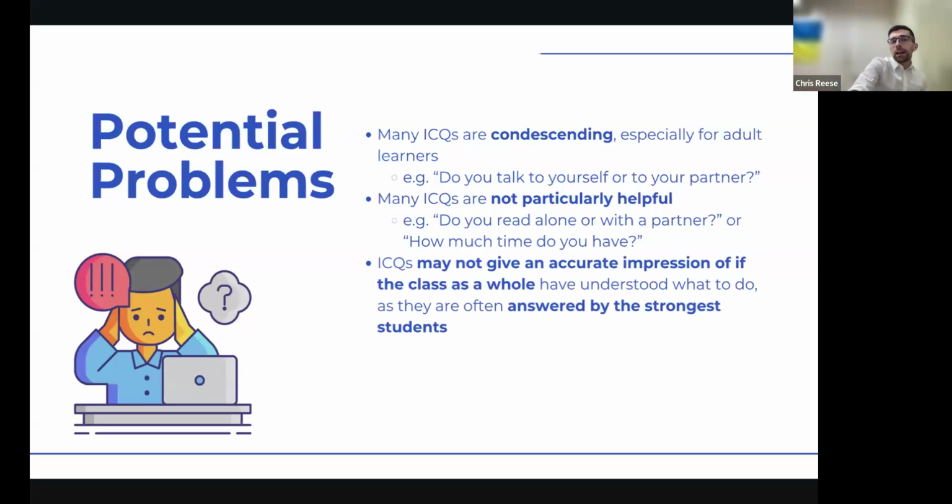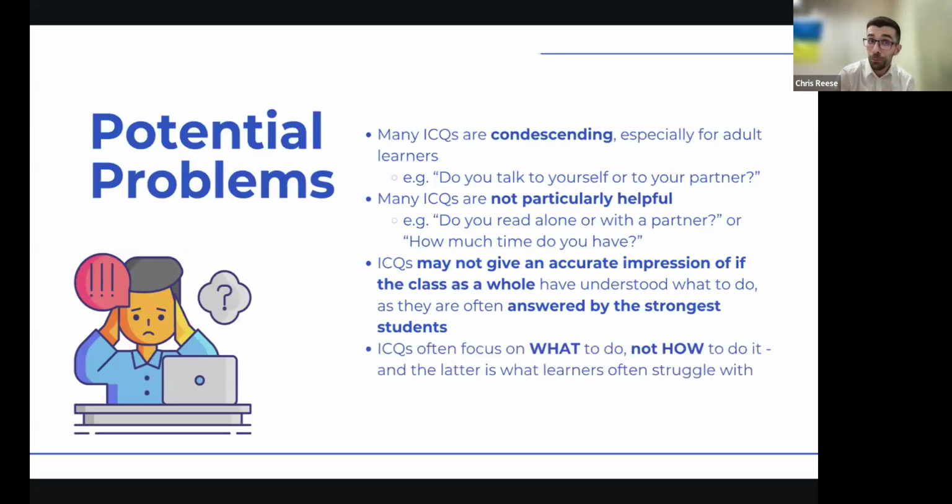They may not give you an accurate impression of whether the class as a whole understood what to do, because very often the strongest students will shout out the answers, which is a problem because the strongest students were the ones you probably weren't that worried about. And perhaps most importantly, ICQs often focus on what to do, very often not how to do it. And in my experience, students usually understand what to do. It's usually how that they tend to struggle with.